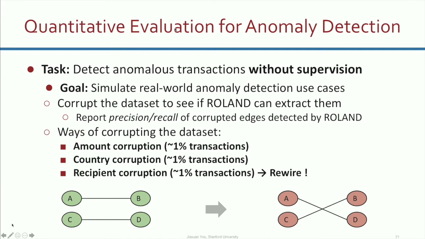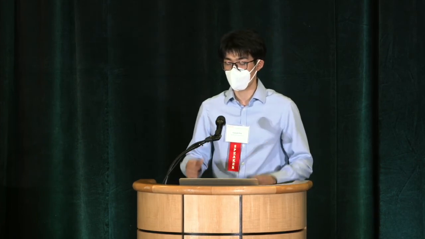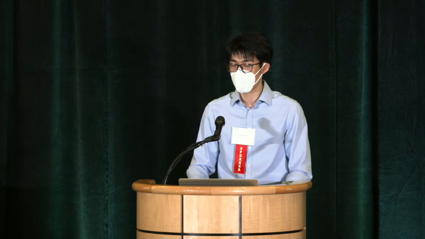We define several ways of corrupting the dataset. For example, we can corrupt a transaction amount, such as multiplying it by 100 times. We can corrupt the country of the transaction by randomly assigning a wrong country to the transaction. Or we can corrupt the recipient, where we rewire the transaction between normal receivers and senders into some wrong receivers and senders, and see if Roland can pick them out.